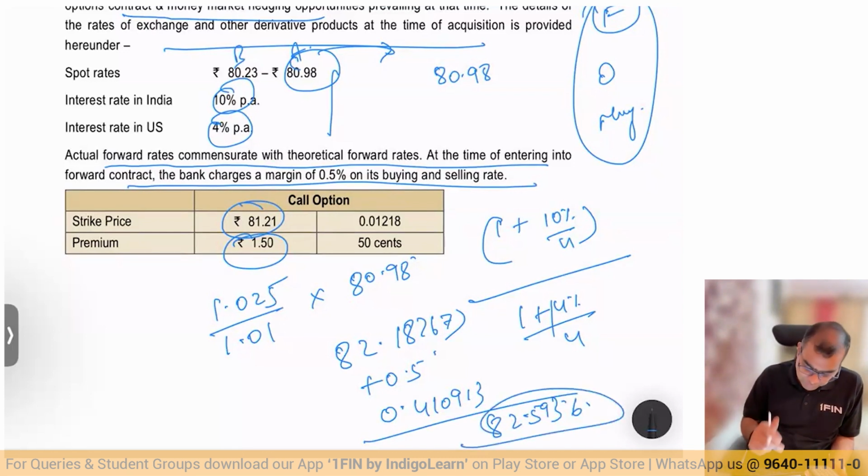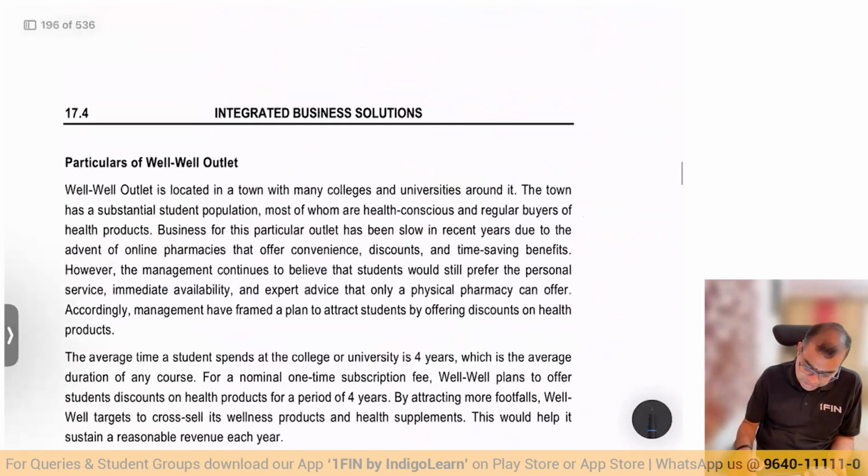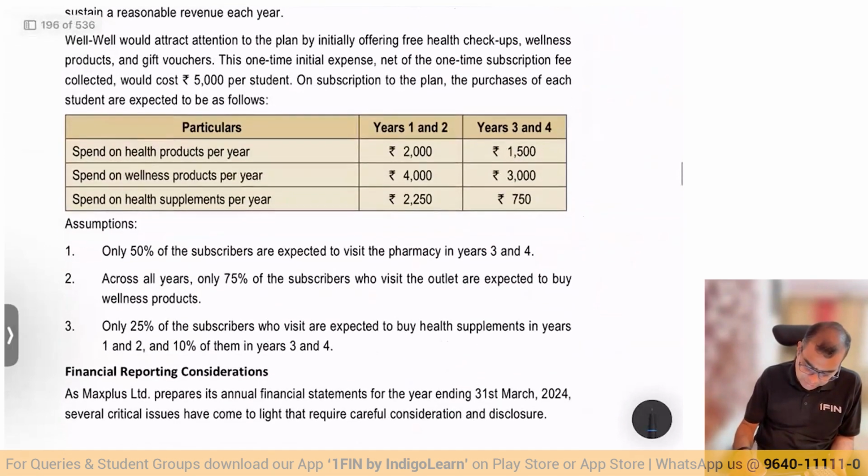Now we'll come to money market last because it's a slightly detailed working. We'll look at the forward contract. We'll look at the option contract. What is the option contract? Have they given anything else? No, they have not given anything else about the option.